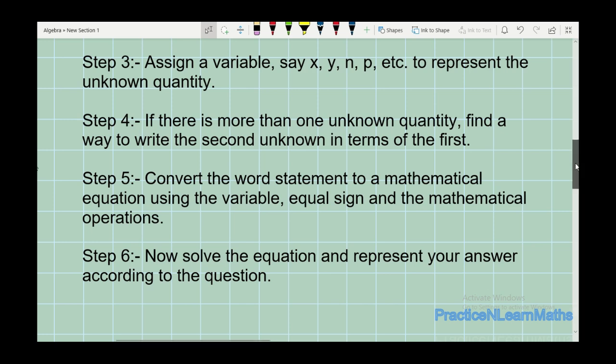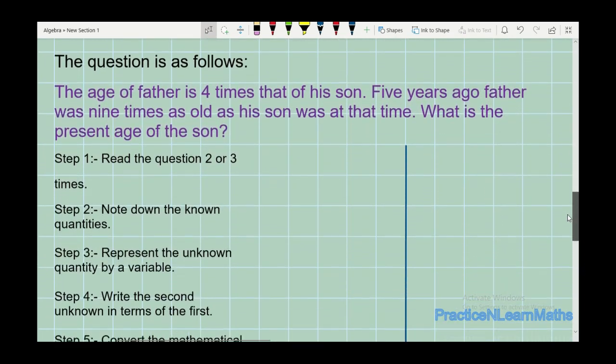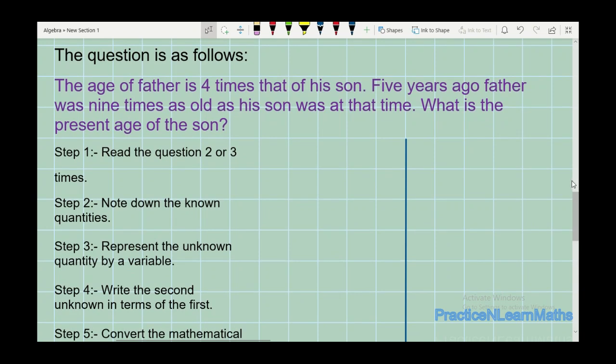Okay, now let us take up one problem. The question is, the age of father is 4 times that of his son. 5 years ago, father was 9 times as old as his son was at that time. What is the present age of the son? I will solve this problem by using one variable as well as two variables. Both the methods are shown below.